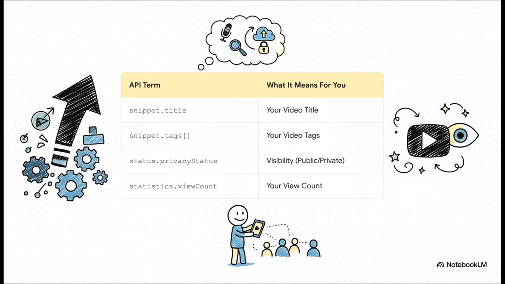Look, I know this might look a little technical, but it's really not. When the system sees snippet.title, it's just reading your video title. When it sees status.privacyStatus, that's just your visibility setting. You're actually telling YouTube all of this stuff every single time you upload. This is just how the algorithm sees it on the back end.